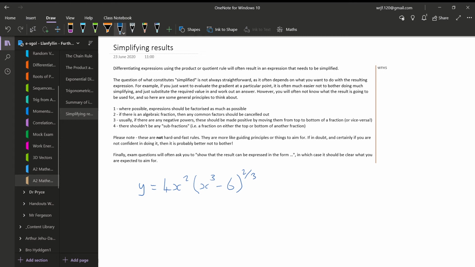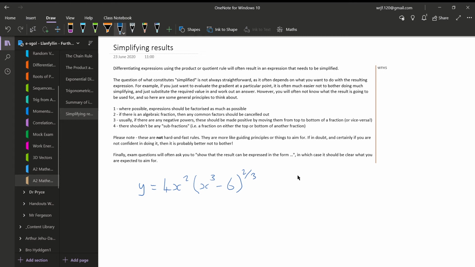how the simplifying works. There's some typed writing up at the top here which I would recommend that you read at some stage. Basically what I'm saying here is that there aren't any hard and fast rules, generally speaking, because largely it depends on what you're going to do with something once you've differentiated it. But there are some guiding principles here which you should have a look at, and that's what I've typed up there, so I shall leave that there for you to read.